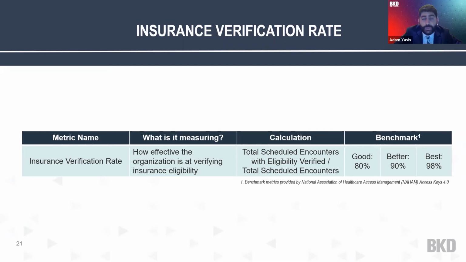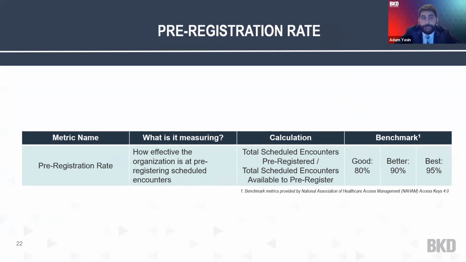The next one, we'll go to the next slide, is the pre-registration rate. So again, just another metric that I can't emphasize enough is going to be key to be on your patient access dashboards and to the right-hand side of your patient access leadership. What it measures is how effective the organization is at pre-registering scheduled encounters. So this is calculated simply by taking the total scheduled encounters that you have pre-registered and dividing it by the total scheduled encounters available to pre-register.